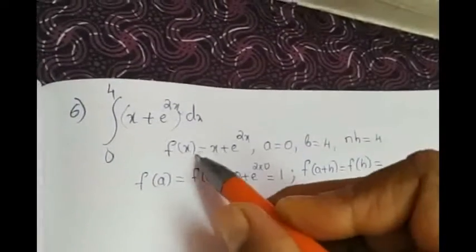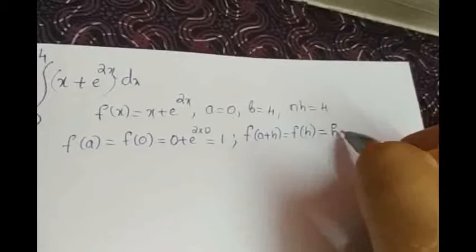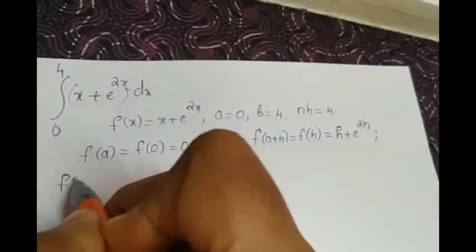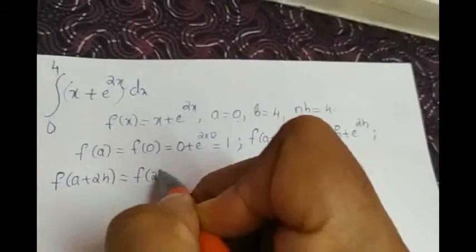So what is f of x? f of x is x plus e raised to 2x. So f of h will be h plus e raised to 2h. Again find f of a plus 2h. f of a plus 2h will be, a is 0, so it is f of 2h.